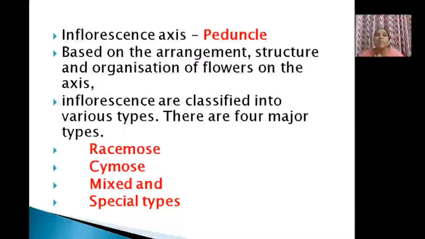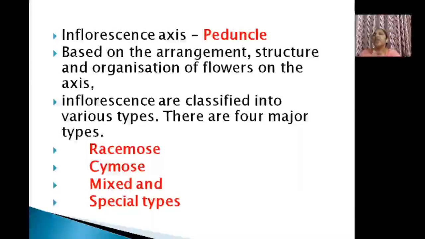Now, the axis of an inflorescence is called a peduncle. You already studied what a pedicel is. Pedicel is the stalk of the flower. That is known as what? Pedicel. Okay. So the cluster of flowers at the base having a stalk, an axis, that is known as what? Peduncle.